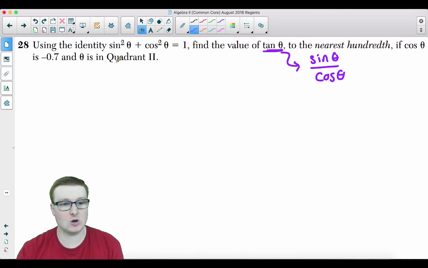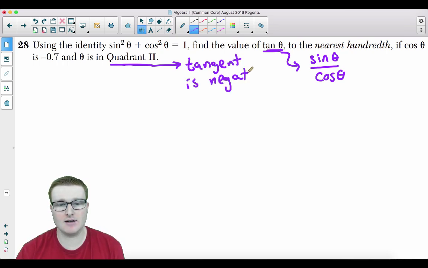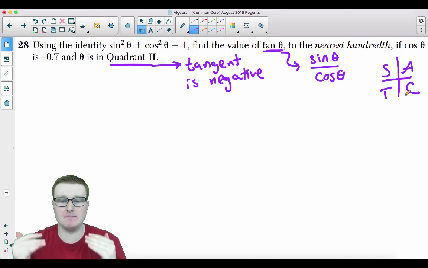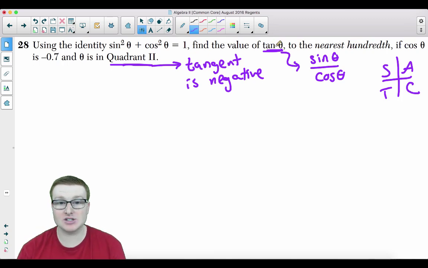And quadrant 2 means that tangent is negative. So you should be thinking right now of All Students Take Calculus. Your answer must be negative because it's in quadrant 2. They're asking you for the value of tangent. Your answer has to be negative because tangent is negative in quadrant 2. So let's go ahead and use this identity to solve for it.